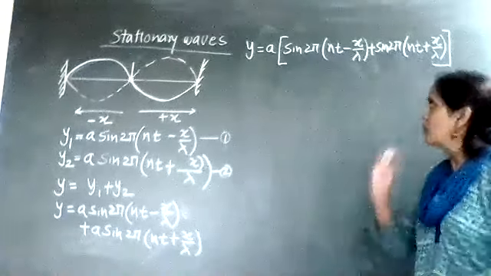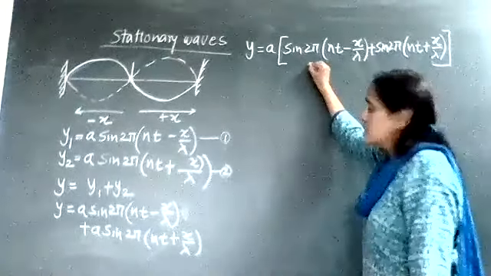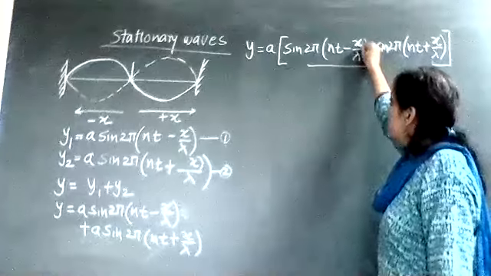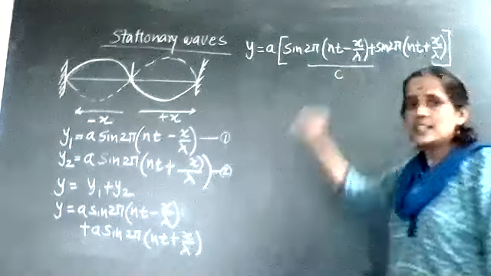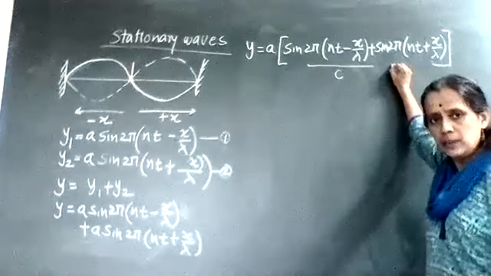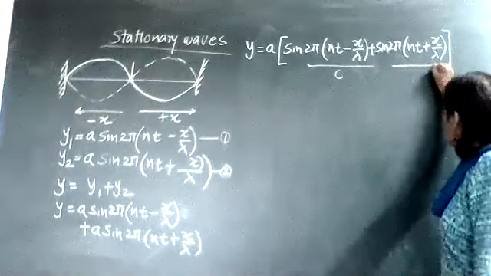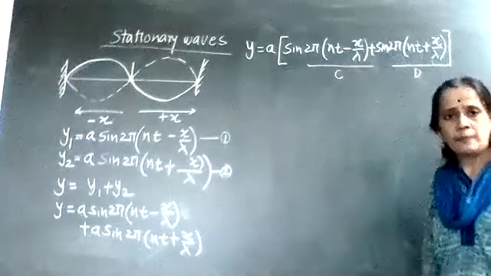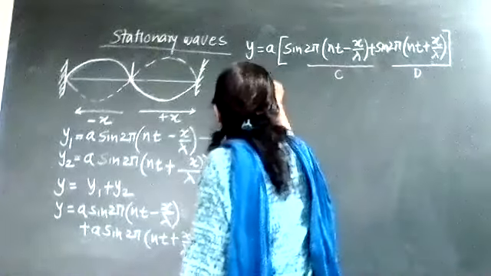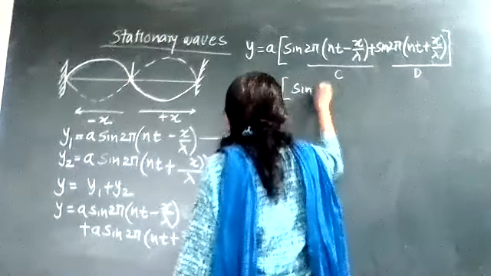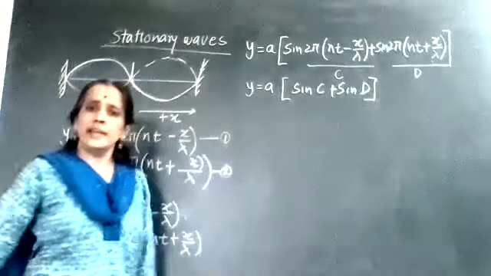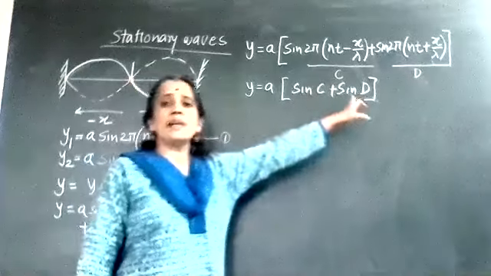Got it? Now, what is the next thing? See the first term. In the first term, along with sine, which term is there? 2 pi into bracket nt minus x upon lambda. Instead of that, I will assume this factor as c. And for the second term, 2 pi into bracket nt plus x upon lambda, I will assume d. Clear? Means, in short, what I will write down here? y is equal to a in bracket sin c plus sin d.